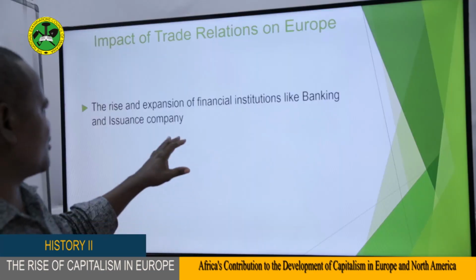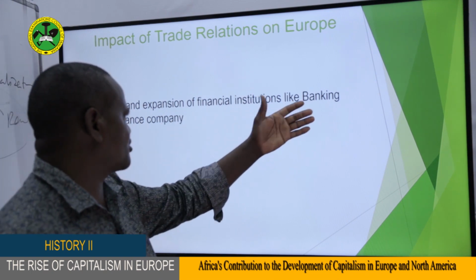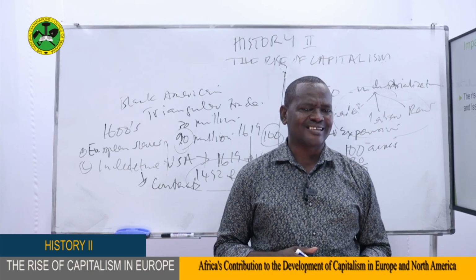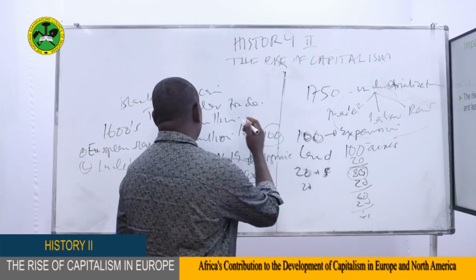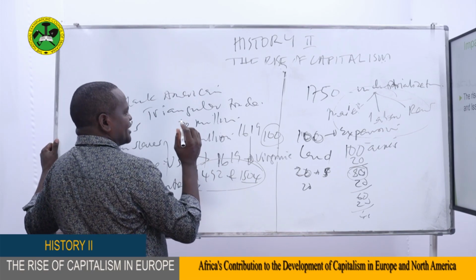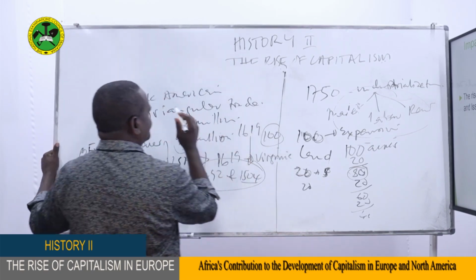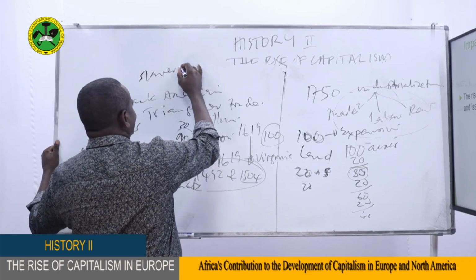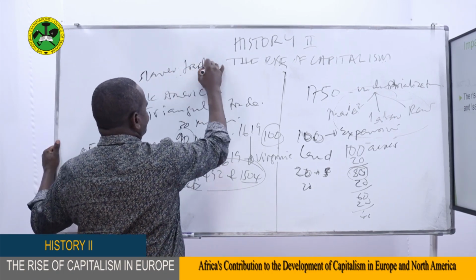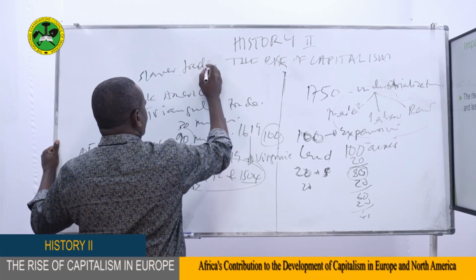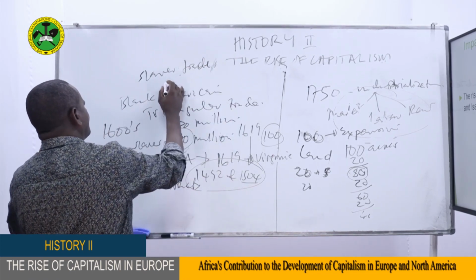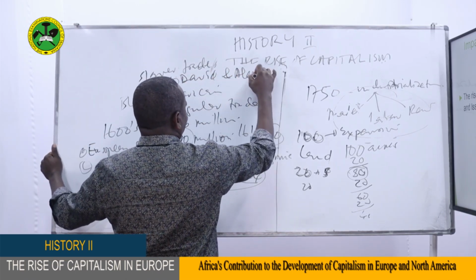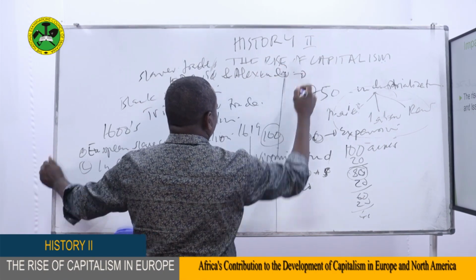Another point is it contributed to the rise and expansion of financial institutions like banking and insurance companies. I've just finished saying, my dear students, that there are two very important banks which rose in England, and one of the reasons they rose is because their owners participated in slave trading. We are talking of people like David Barclay and Alexander Barclay, the two brothers.